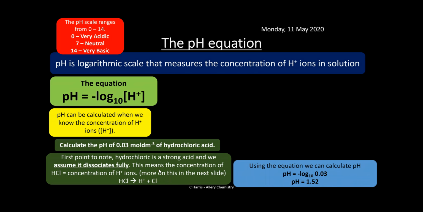Okay, so using this equation, we can actually calculate the pH. So pH equals the minus log of 0.03. If you have a look on your calculator, you'll see there's a log button there. You just put minus and then press that button. So it's fairly straightforward.